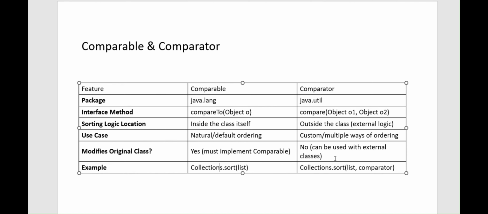Example Collections.sort(list). Example here Collections.sort(list) and comparator, because it takes two arguments. So I hope you guys got the point, and you will now remember this reference, and it may help you in memorizing it. In a code level, we'll be discussing in the next video.